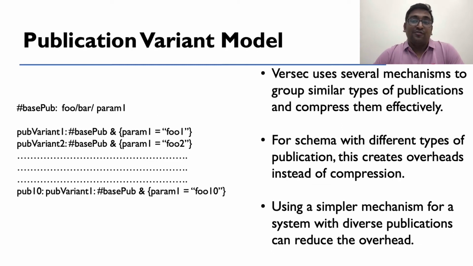One of the assumptions of VERSIC is that one publication will have multiple variants, and to group similar types of publications and compress them effectively, VERSIC introduces several mechanisms. However, in a few pilot applications we have explored so far, like NLSR, ChronoChat, etc., we have found that the publication can be diverse, and these additional mechanisms actually create overhead instead of saving space. We have a few more insights that you can find on the poster.